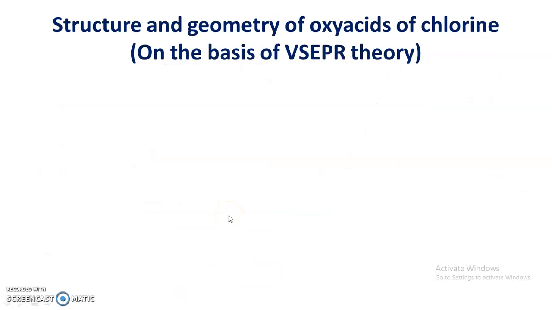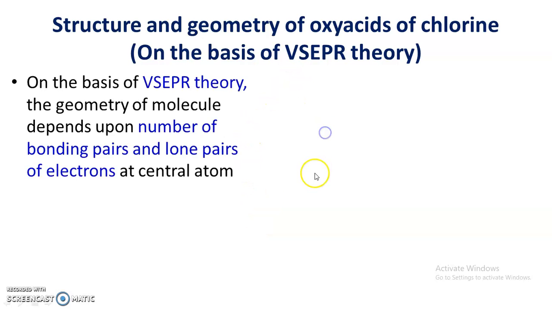Now the next important point is the structure and geometry of oxyacids of chlorine on the basis of valence shell electron pair repulsion theory. On the basis of this theory, the geometry of a molecule depends upon the number of bonding pairs and lone pairs of electrons present at the central atom. In a molecule, the central atom is attached to different atoms by means of bonds, and for the formation of a single bond there is a requirement of a pair of electrons, and this is called a bonding pair.